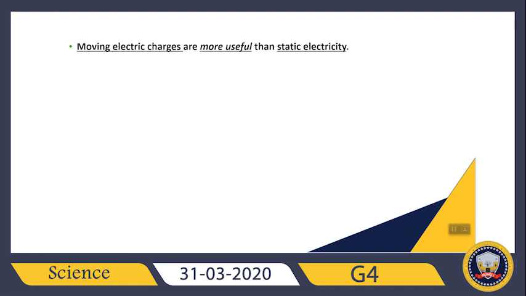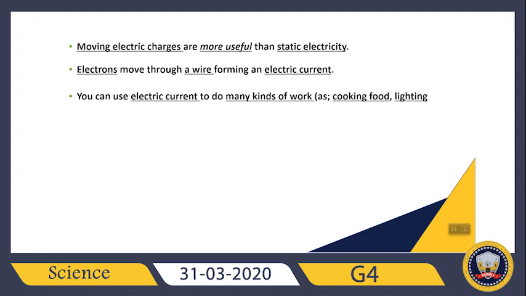So moving electric charges are more useful than static electricity. I mean, this kind of electricity is more useful in our daily life than static electricity. We have studied in our previous session that static electricity is not that useful, it's not that important, but the electric current is more useful. Why? Because electrons moving through a wire form electric current, and you can use this electric current to do many kinds of work.